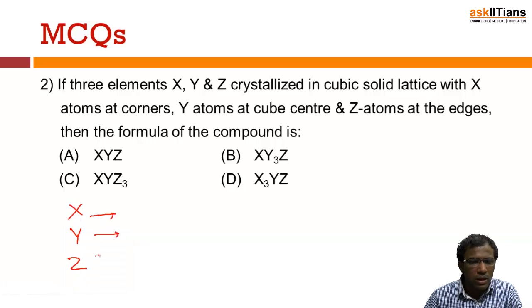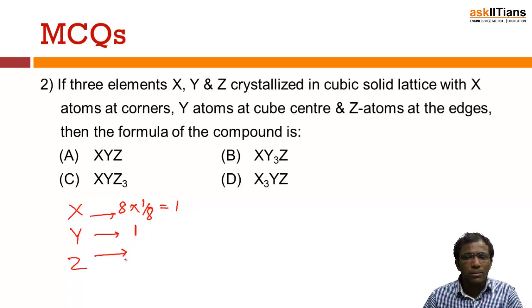Okay, what is the information given? That X atoms are at the corners. So we have 8 corners and each is having a contribution of 1 by 8. So 1 atom of X is present effectively. Y atoms are at the cube center. So at the body center, the contribution is 1, and Z atoms at the edges. That means at the edge centers.